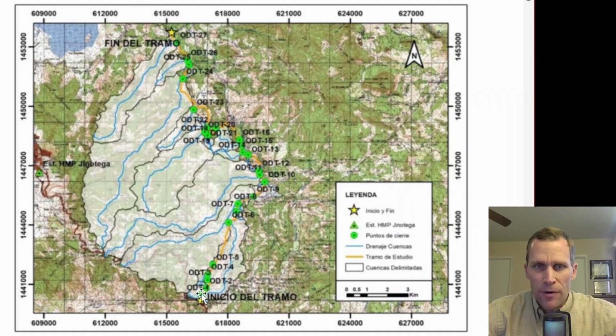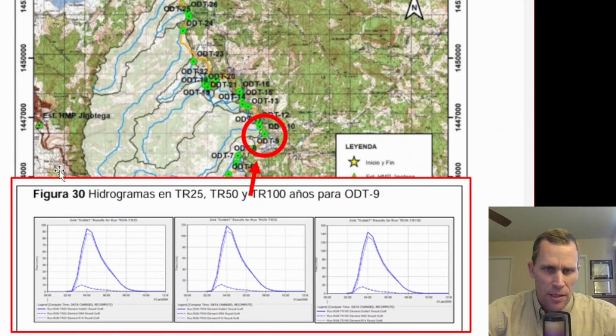Now, to keep this video fairly short, we're going to be just focusing on one location. That is going to be this ODT-9 location. And using HMS or some other software for drainage, the hydrograph for all these drainage basins, specifically ODT9, were calculated for the 25-year, the 50-year, and the 100-year return event.